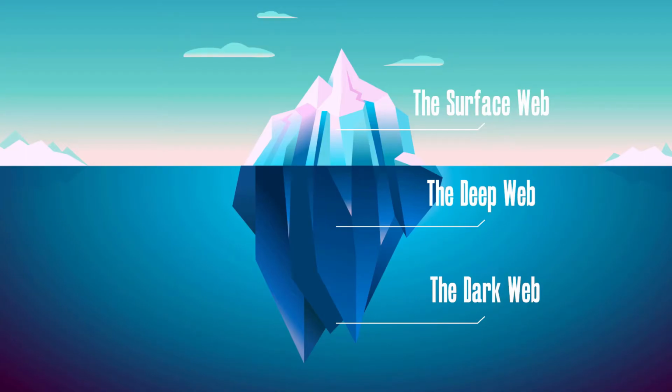At the top portion of the iceberg is the surface web, which is your basic browsers and websites, including Google, Wikipedia, Bing, and others. This part of the iceberg is only 4%. The deep web is the part of the iceberg that is under the water. This is the other 96%, which is the part of the internet that isn't accessible by public web searches.